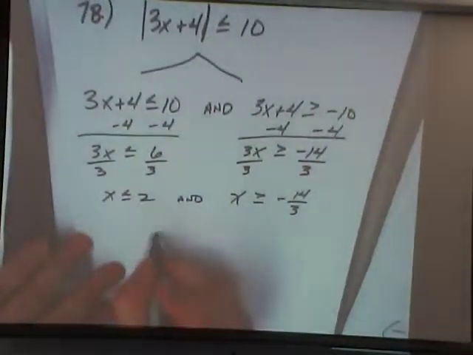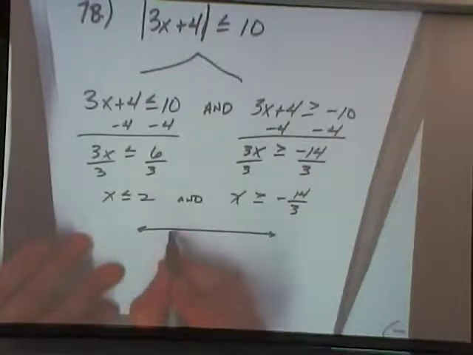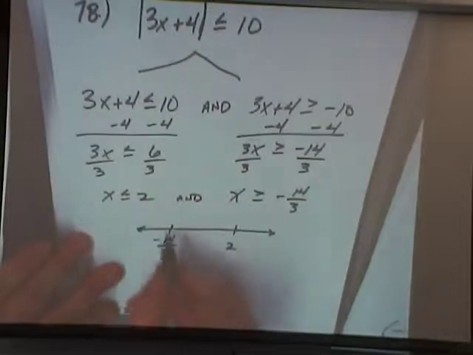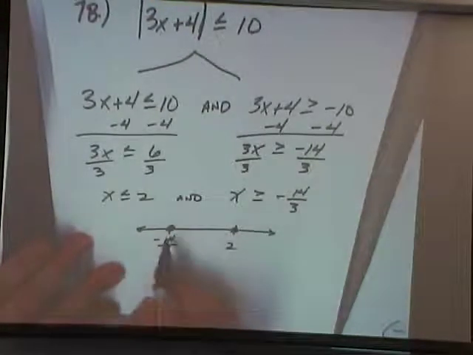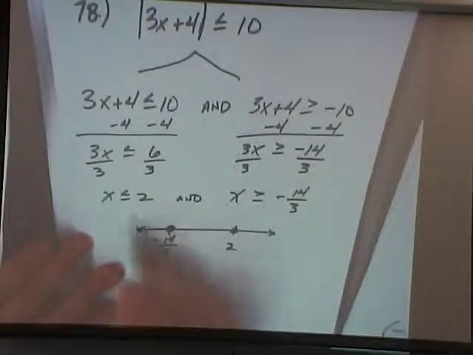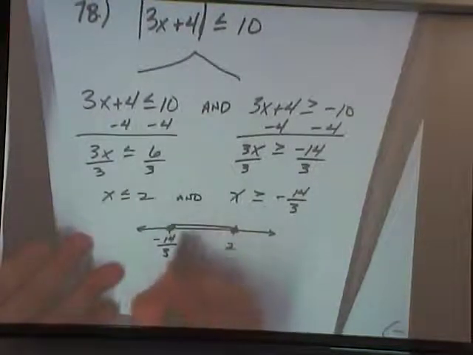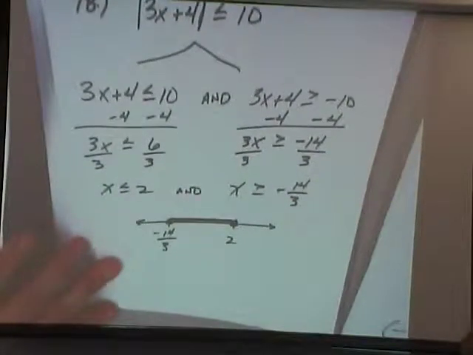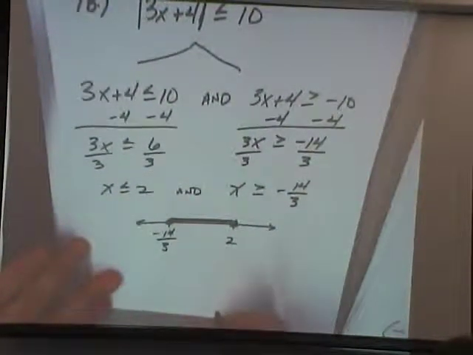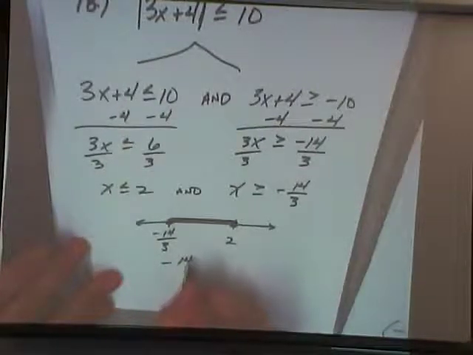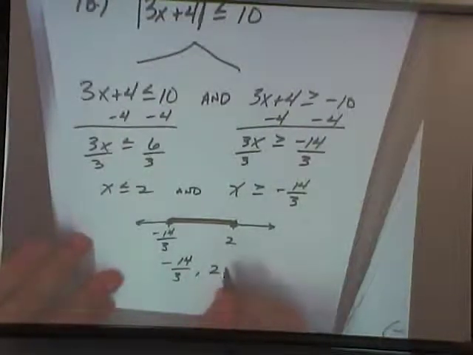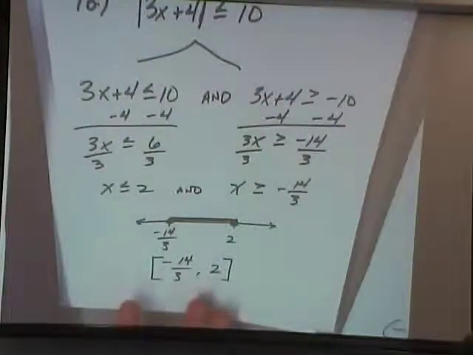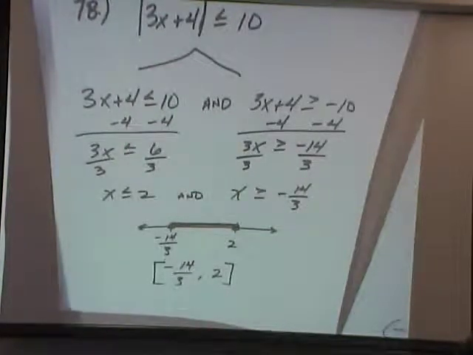Alright, so if we put this on a number line, closed circles, greater than this and less than this, so it'll just be this section here, right? That's how it would look on a number line. And then if it was interval notation, it would be negative 14 thirds all the way up to 2, including both of them. Questions on that?